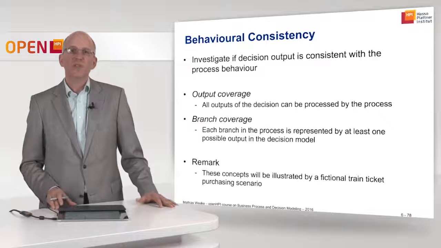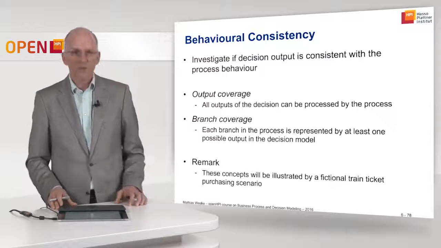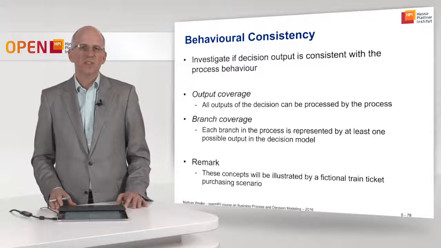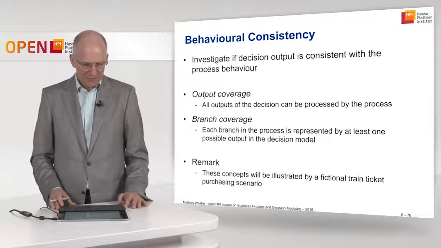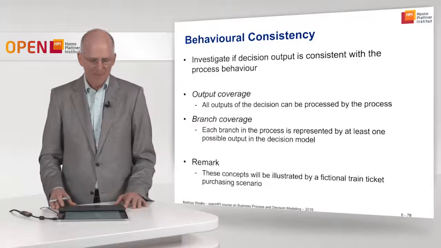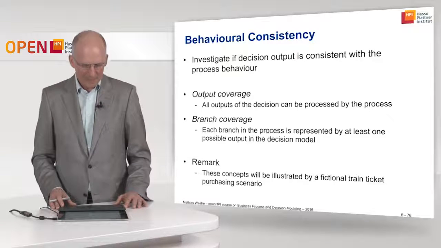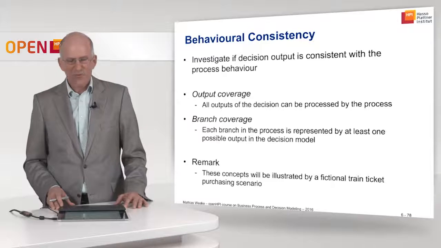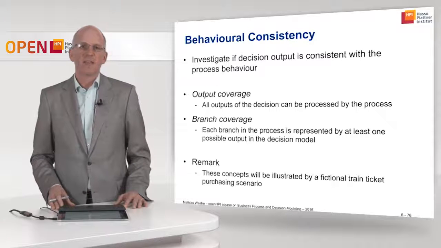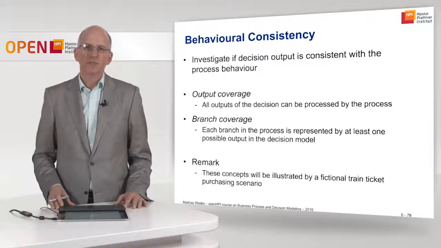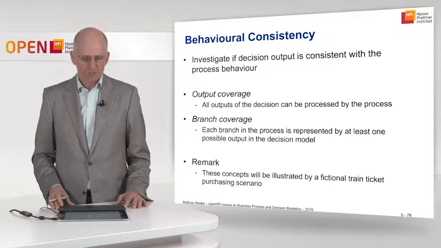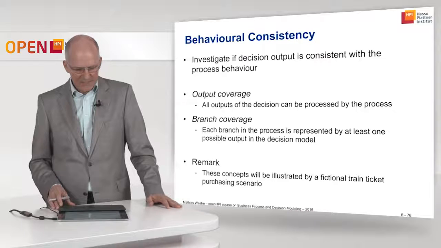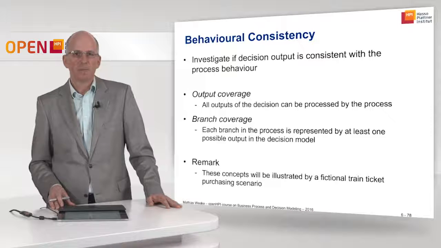Okay, so these were the structural consistency criteria. Let's now turn to behavioral consistency. Here we would like to investigate if the decision output is consistent with the process behavior. We specify two quite simple consistency criteria. The first one is called output coverage. Output coverage asks: can all output of the decision be processed by the business process? So that's a view from the decision to the process. A view from the process to the decision is branch coverage. Looking at the question: is each branch in the process represented by at least one possible output in the decision model?